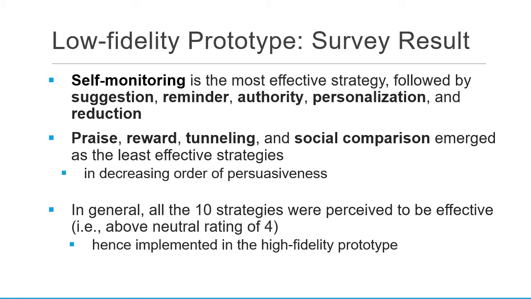In general, all the 10 strategies were perceived to be effective since they are above the neutral rating of 4, as shown in the previous figure. We therefore included all the 10 strategies in the high-fidelity prototype.